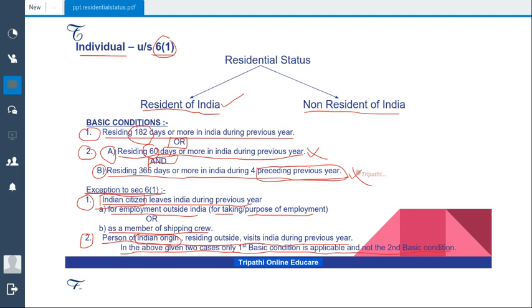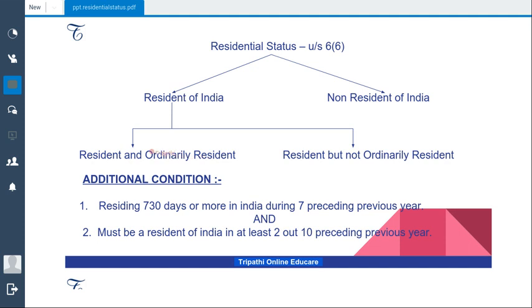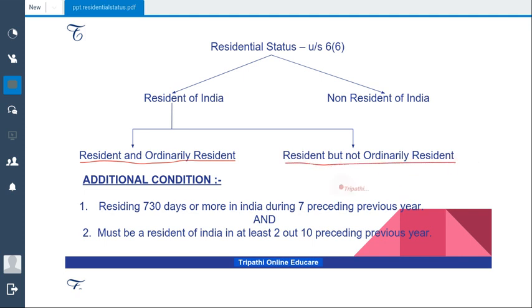Okay, now what is next? Once you become resident of India, what is the next step? Once you become resident of India, further we will have to find out whether you are resident and ordinary resident or resident but not ordinary resident.